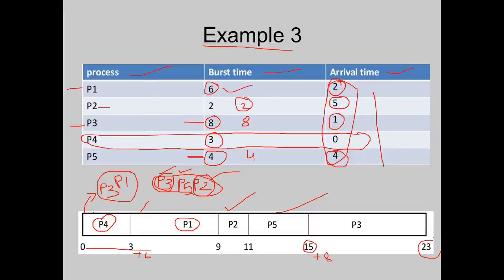First we are going to consider the arrival time, and then later on we are going to compare the burst time of the processes, and then we are going to make the allocation. So here we have completed the non-preemptive SJF scheduling algorithm. In the next session we will see the preemptive SJF scheduling algorithm.